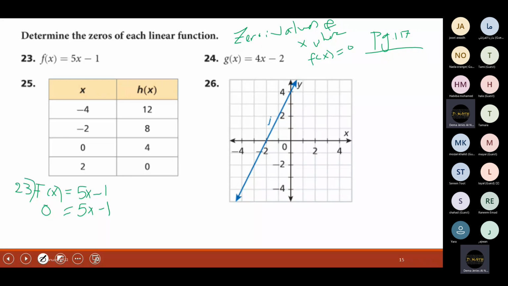Let's continue now. What do you have to do now? Yes, Tamara. How will you find the value of x? Here you have this equation, 0 equals 5x minus 1. We substitute it.